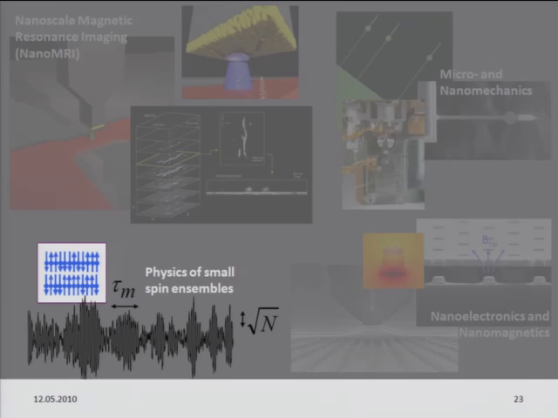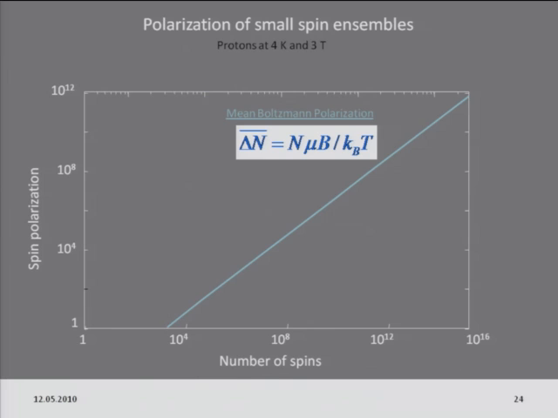Okay, so we have very sensitive force sensors, very strong magnets. Now we need to understand a little bit about the physics of small spin ensembles. We're going to be measuring very few numbers of nuclear spins, so we should understand how they behave differently from large ensembles of spins. In a normal MRI experiment, you exploit the Boltzmann polarization of nuclear spins.